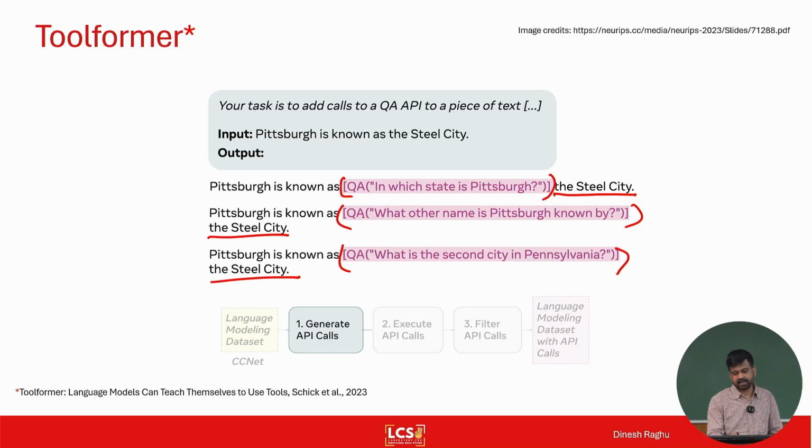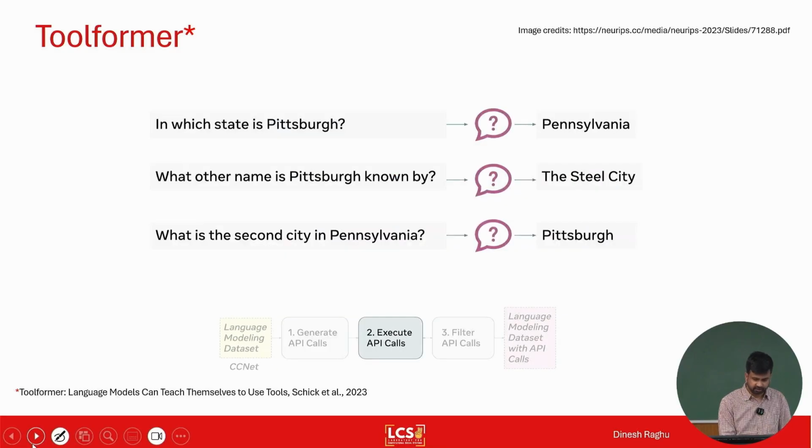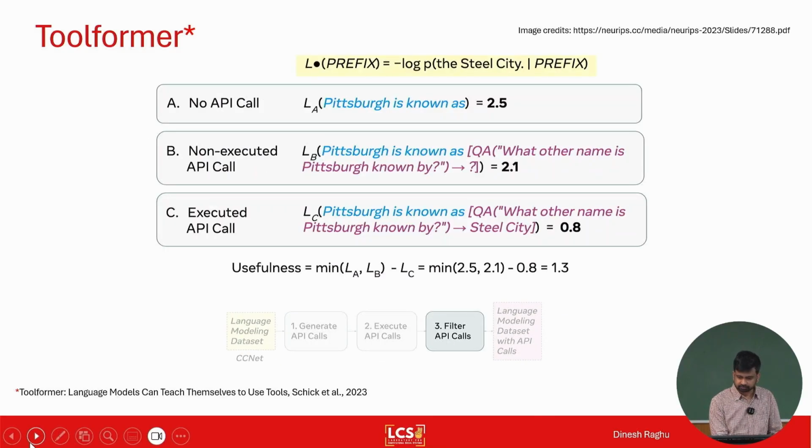So if I am given access to these executions, how does this prediction change? That's what they want to see, right? So what they say is that this is what they want to predict, right? The prefix here will include the tool call and the tool execution, right? So they say that without API call, I'm getting 2.5.